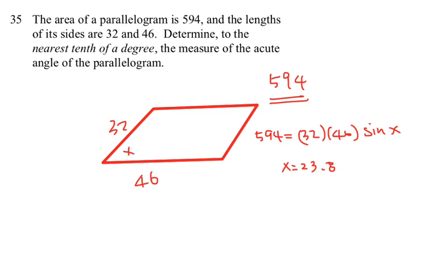Simply, we just have to divide both sides by the product of 32 and 46. Whatever value you end up getting, you can take arc sine, meaning second sine on your calculator, to figure out the value of the angle.